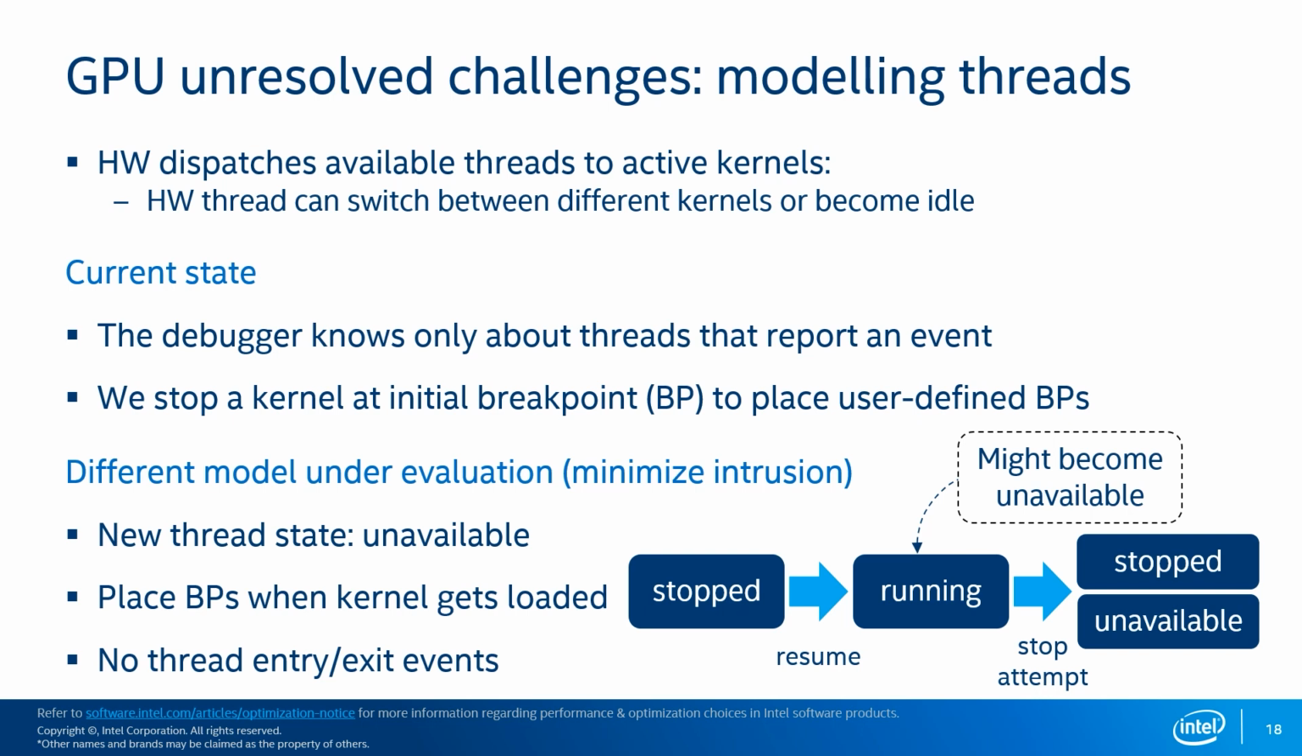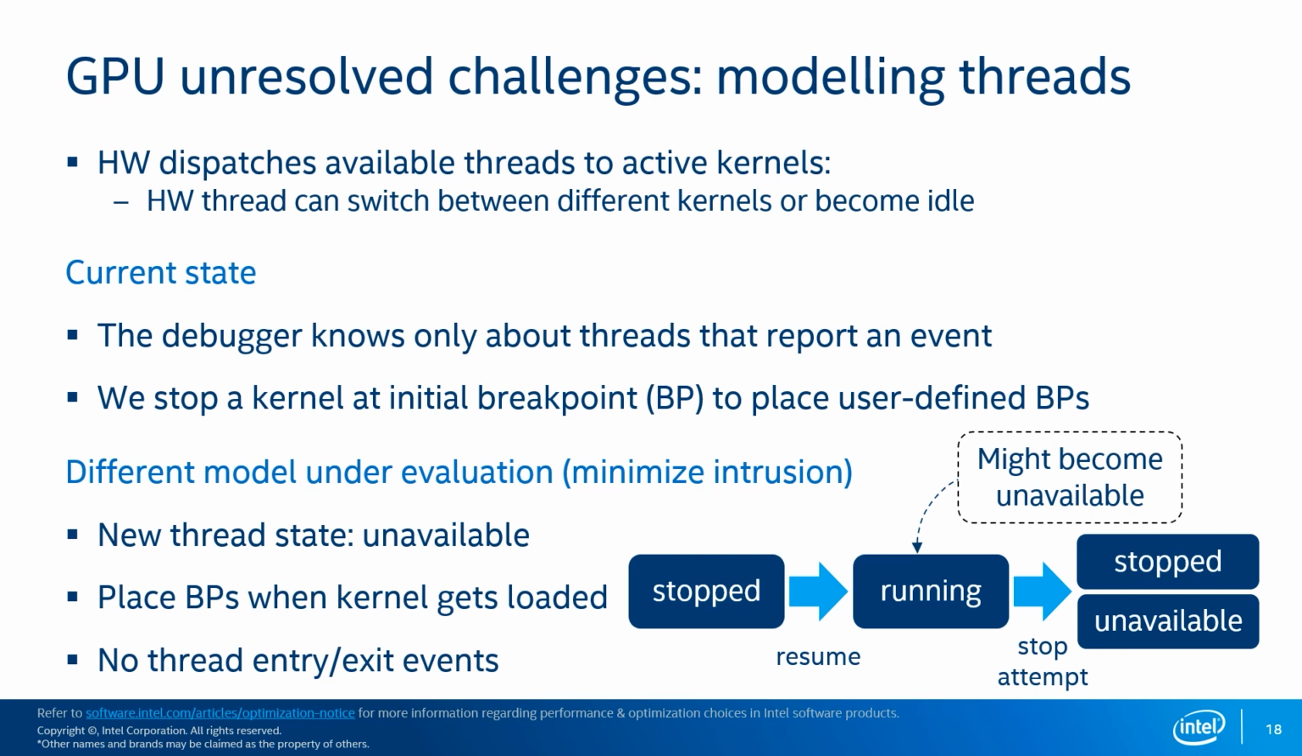To minimize the intrusion, we are now evaluating a different model. We want to introduce a new thread state, unavailable. Similar to a running state, we cannot interact with such a thread. However, we also cannot stop it. This state means that a thread is not dispatched to the kernel which we are debugging. So that means that the thread is not working on this kernel.